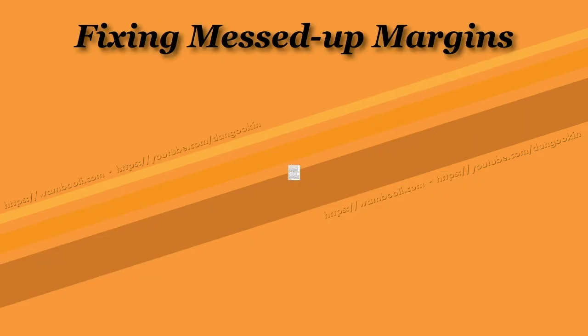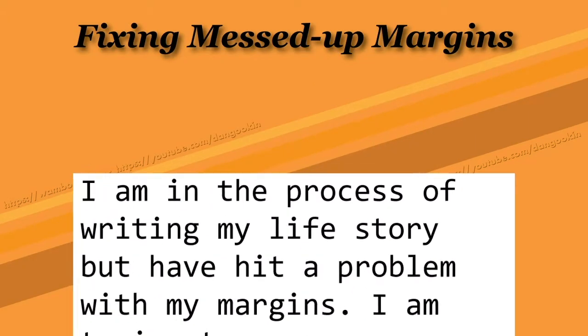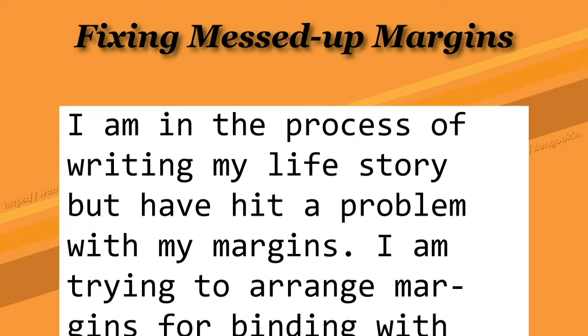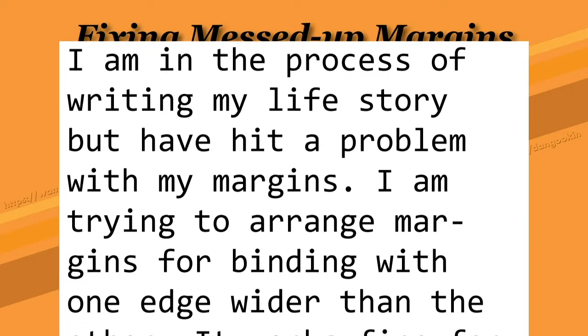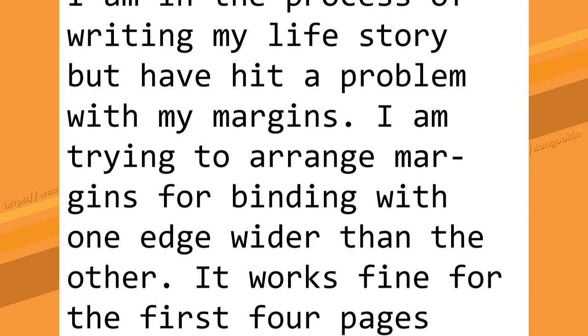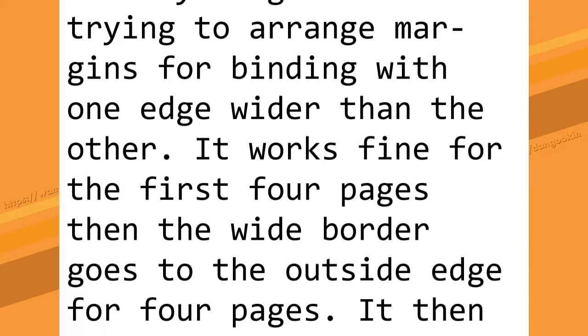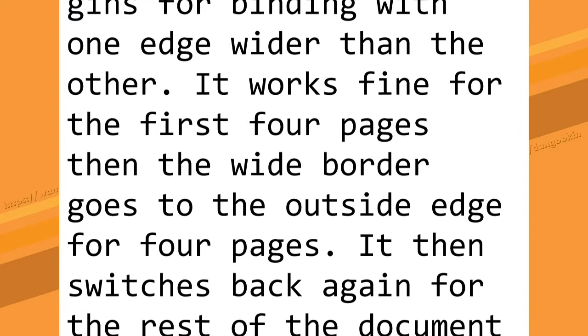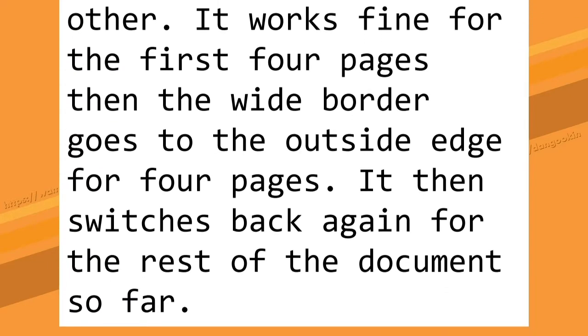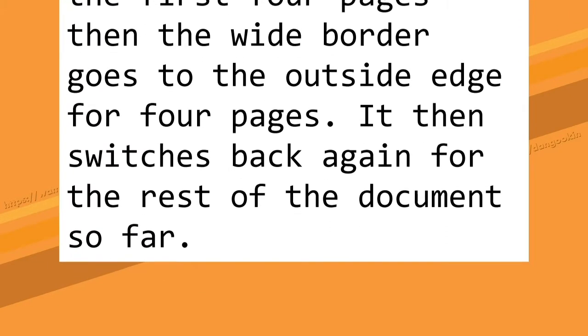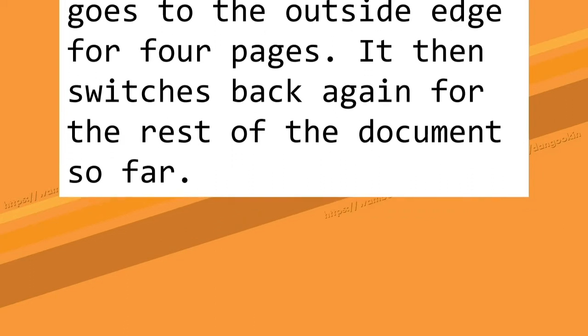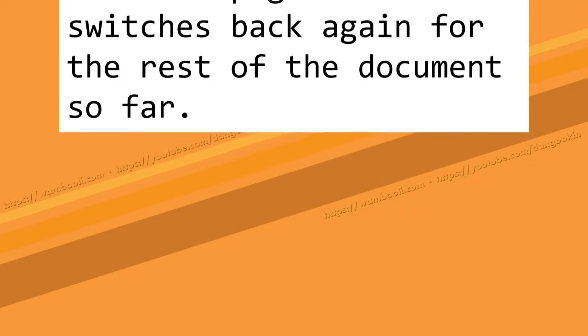I received an email from Brian which reads, I'm in the process of writing my life story, but have hit a problem with my margins. I'm trying to arrange margins for binding with one edge wider than the other. It works fine for the first four pages, then the wide border goes to the outside edge for four pages. It then switches back again for the rest of the document so far. This sounds like an issue with sections.